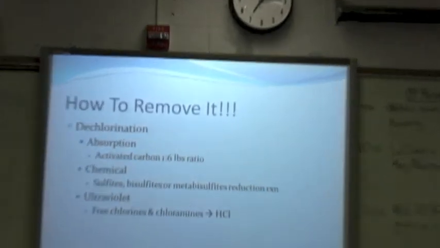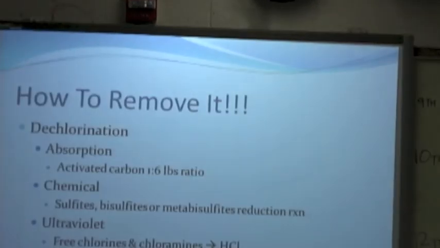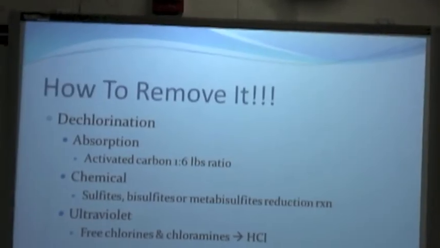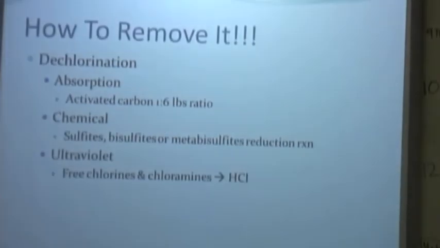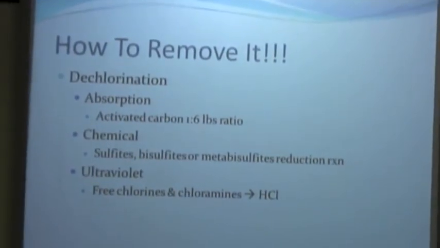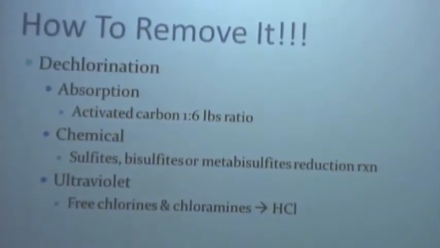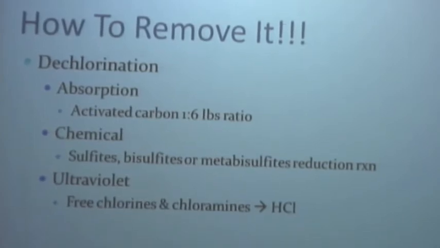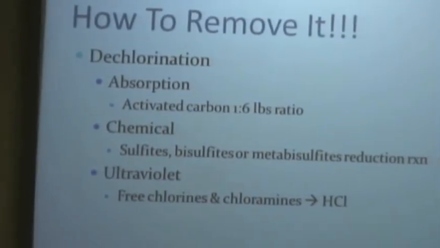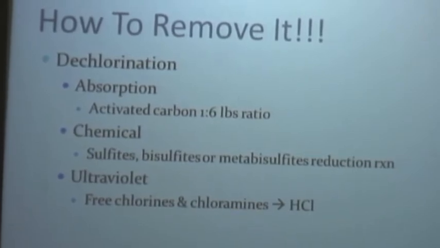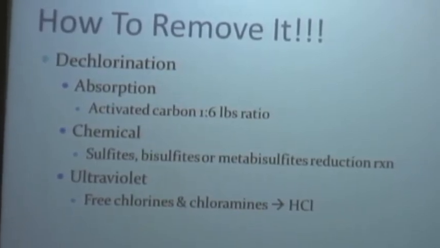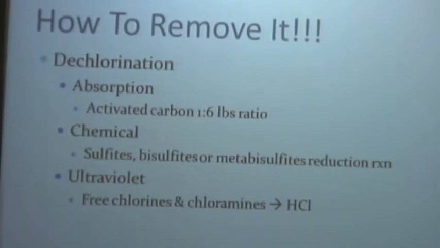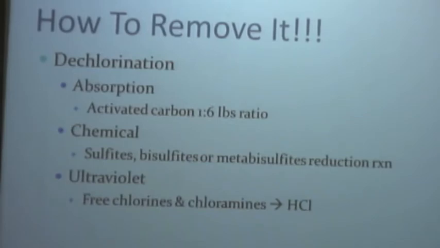And then removing it, dechlorination, there are three main methods. The absorption activated by carbon, it's a 1:6 ratio, so 1 pound of activated carbon to 6 pounds of chlorine. The chemical method, where you're going to use sulfites, bisulfites, or meta-bisulfites in a reduction reaction, which will also take out the chlorine, and the ultraviolet light, which the free chlorines and chloramines, when exposed to the ultraviolet light, will turn into hydrochloric acid. And then there are my sources.